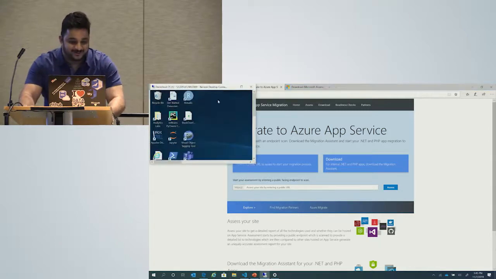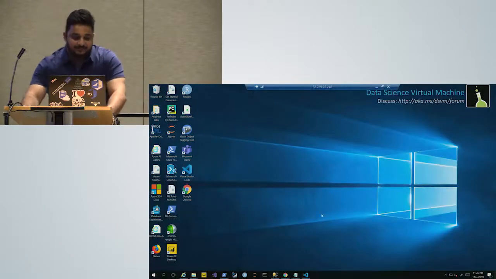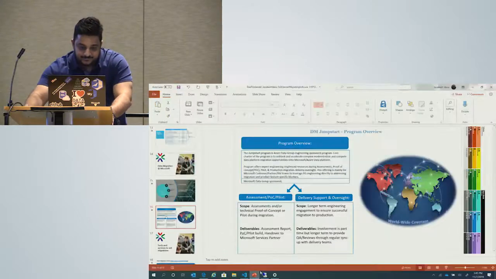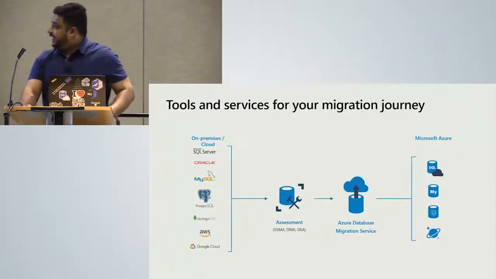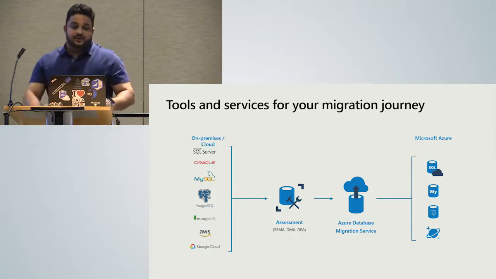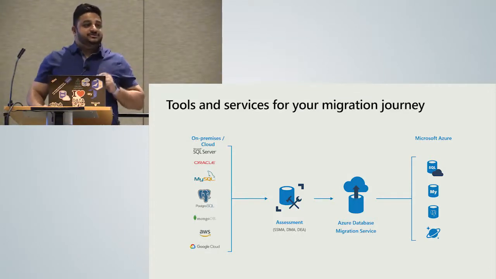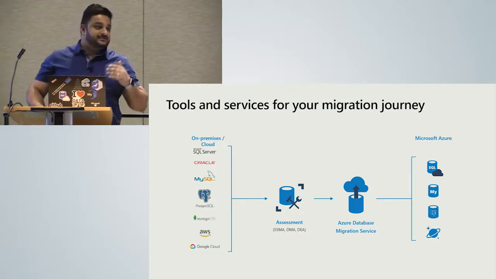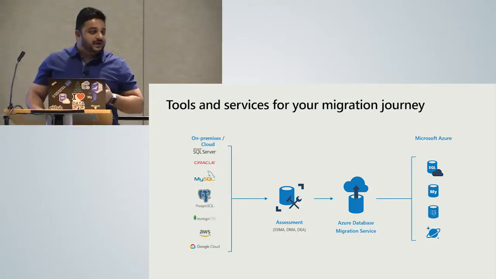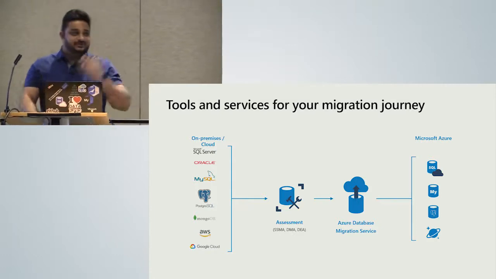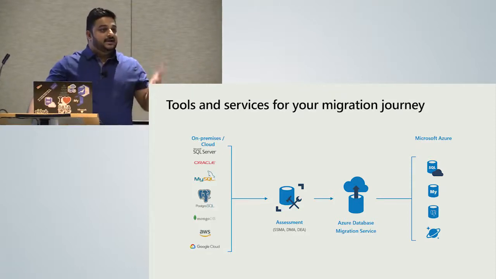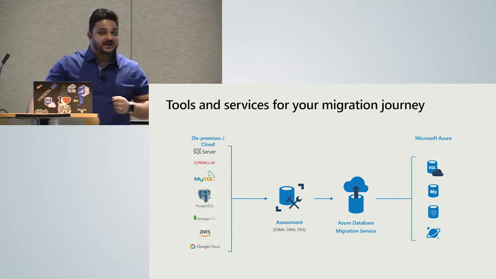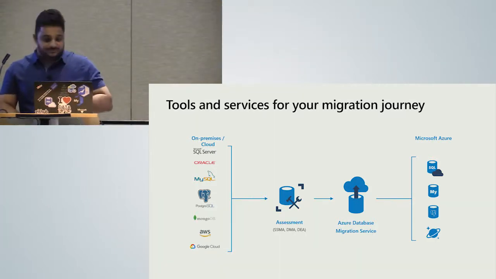So let's look at the tools right now. If you look at the tools, we have a set of tools where we do homogeneous as well as heterogeneous migrations. So we have tools such as SSMA, which helps to do heterogeneous migration from different sources to Azure SQL Database or Azure SQL MI or SQL Server. We have tools like DMA and DEA and DMS, which are basically homogeneous tools, and we also have some of these hybrid versions available for heterogeneous workloads.